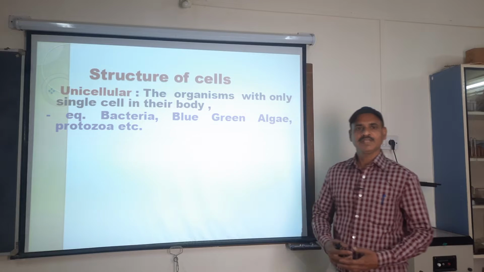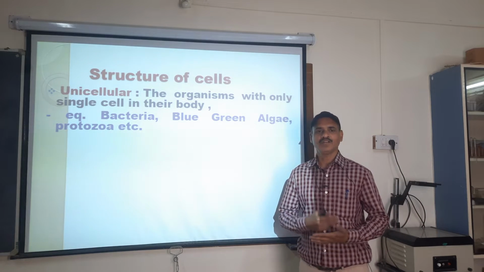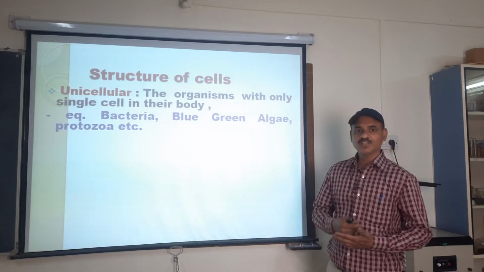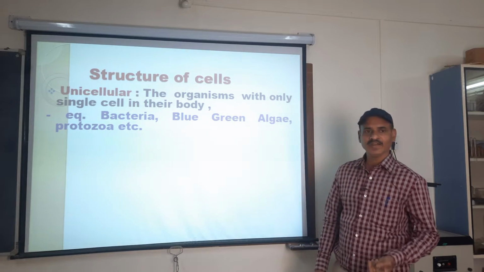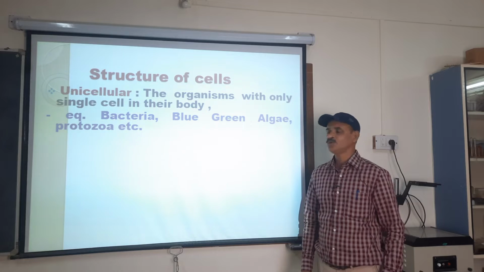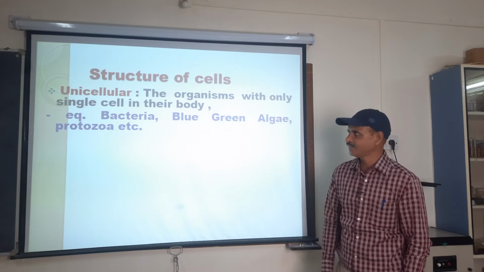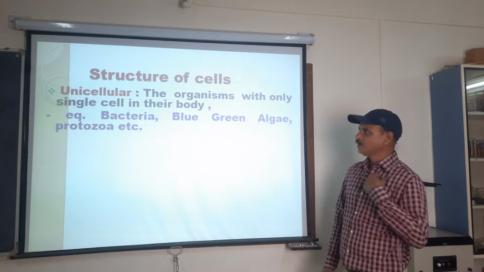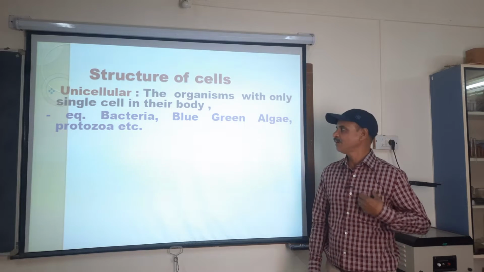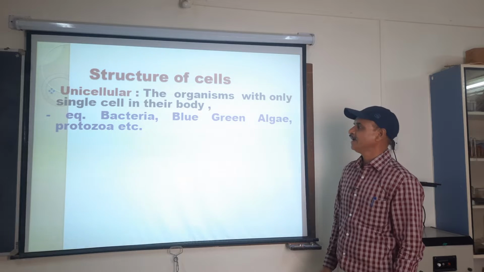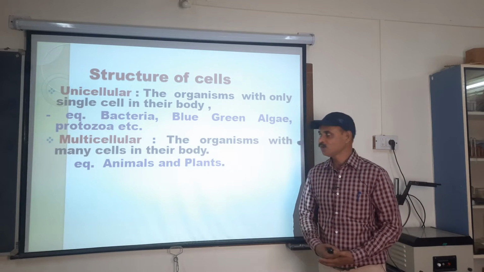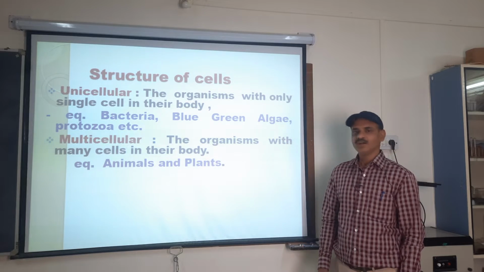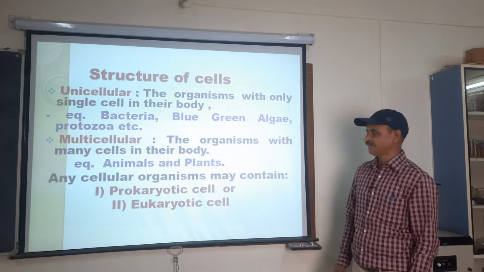We know the cell is the structural and functional unit of organisms, and on the basis of cells, organisms are divided into two aspects: unicellular organisms and multicellular organisms. Unicellular organisms have only a single cell in their body, for example bacteria, blue-green algae and protozoa. Multicellular organisms have many cells in their body, for example animals and plants.